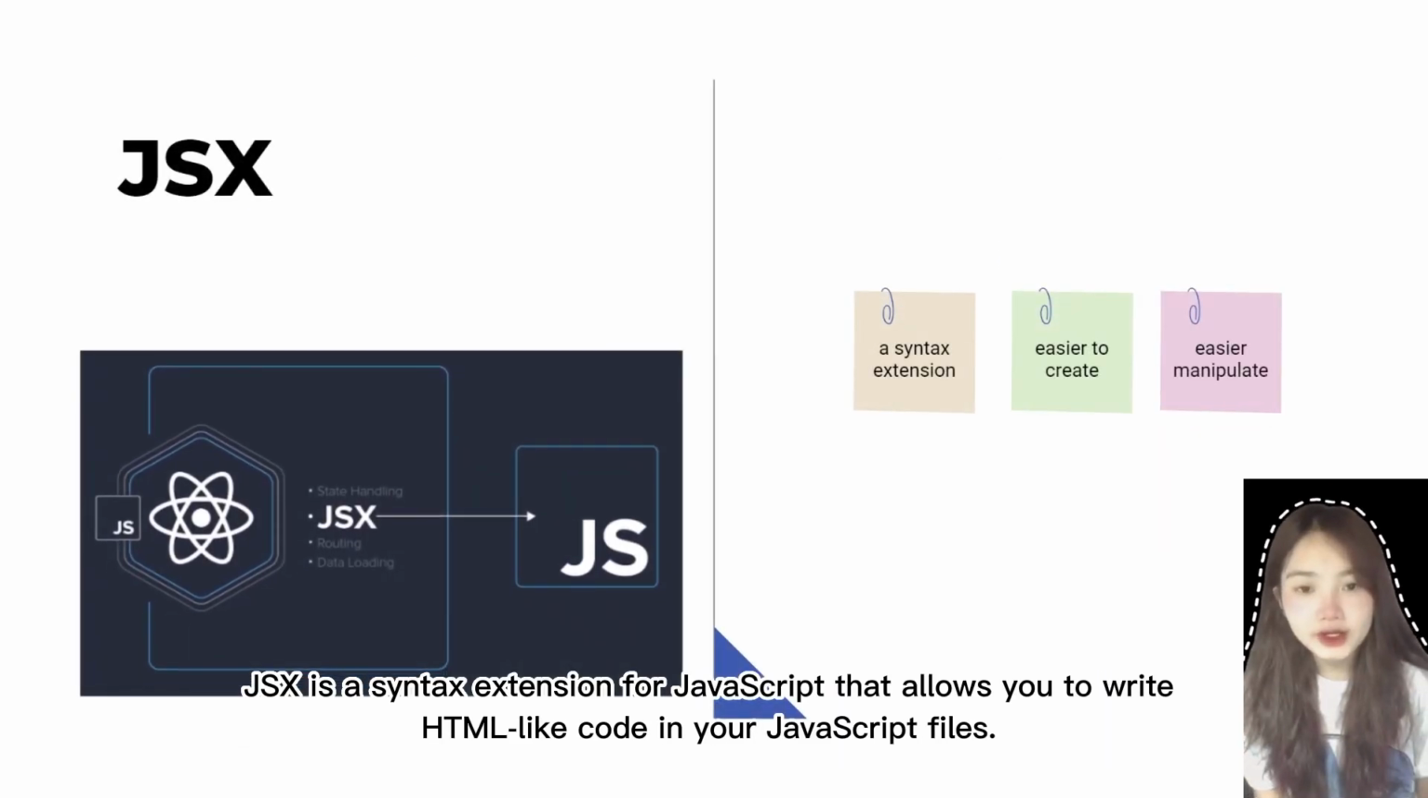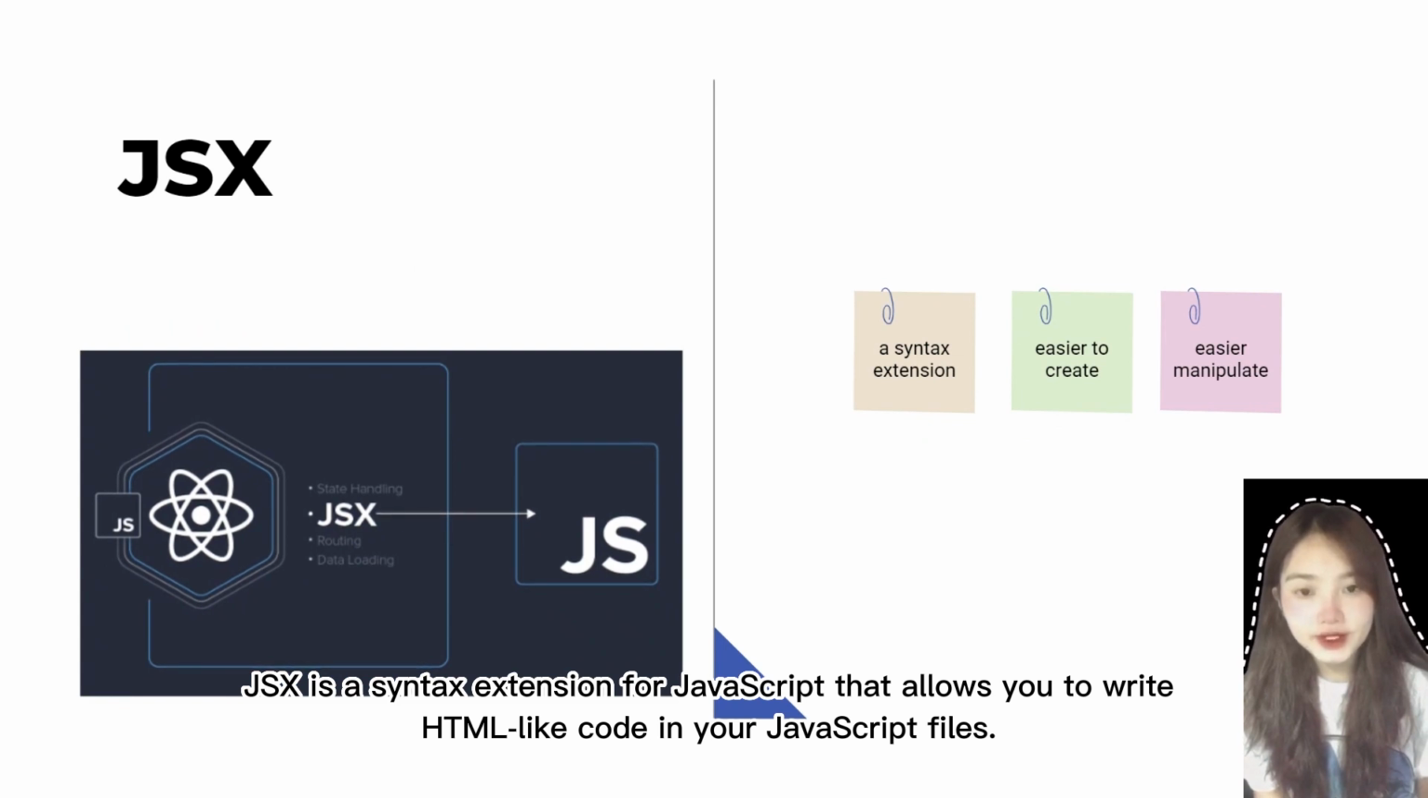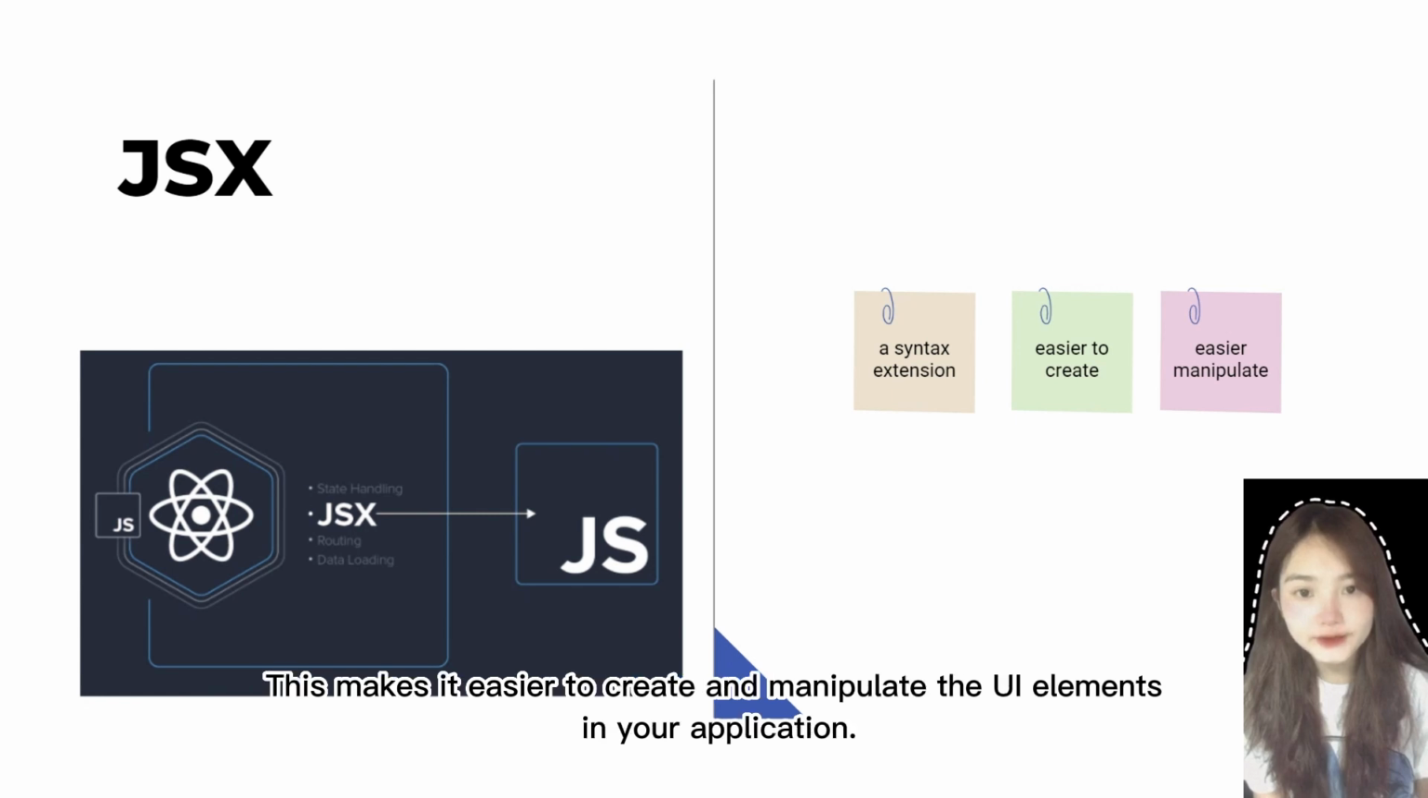JSX is a syntax extension for JavaScript that allows you to write HTML-like code in your JavaScript file. This makes it easy to create and manipulate the UI elements in your application.